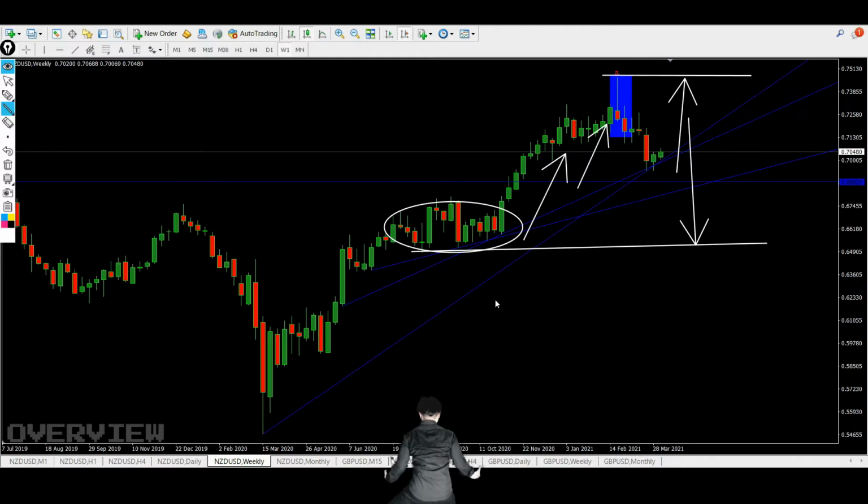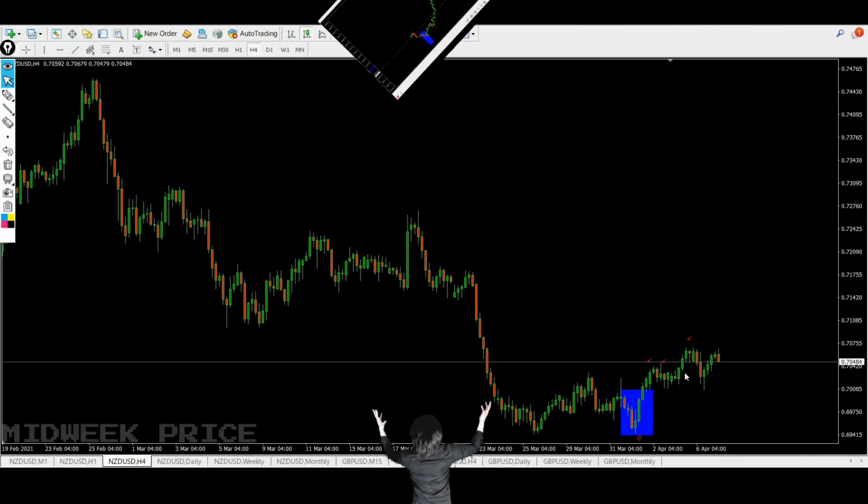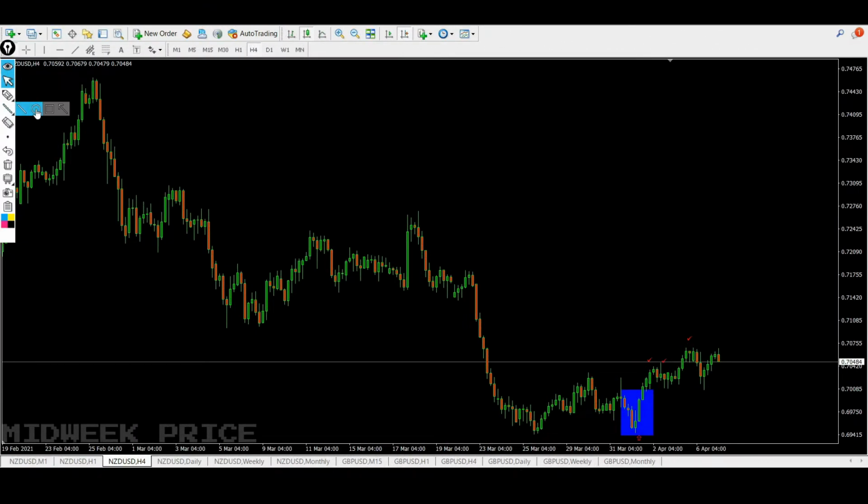Alright, let's talk midweek price. Okay, this is a 4-hour chart. If you recall last week, we were talking about there was a long trade that formed right here that was slightly stronger than these short trades, so we were expecting a little bit more move up. Now this week, another weak short trade formed right here, so again, price went up again to stop out that pivot high target.